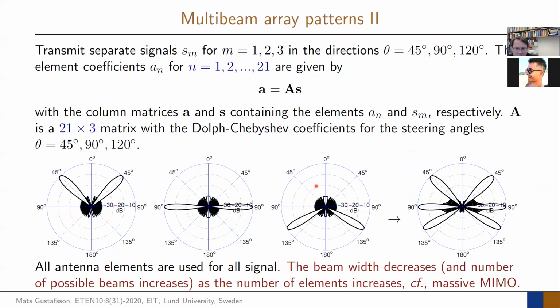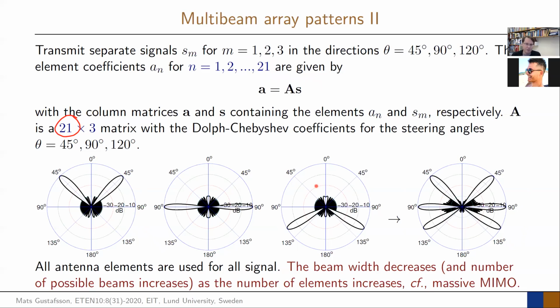And then, of course, you can say, yeah, okay, this was 11 elements. What do I do if I want more narrow beams? Then you just take an antenna here with more elements. This is a Dolph-Chebyshev with 21 elements. And if you have more elements, you get a more narrow beam. So you can have a sharper direction where you transmit the signal and the power. And you can do exactly the same thing.